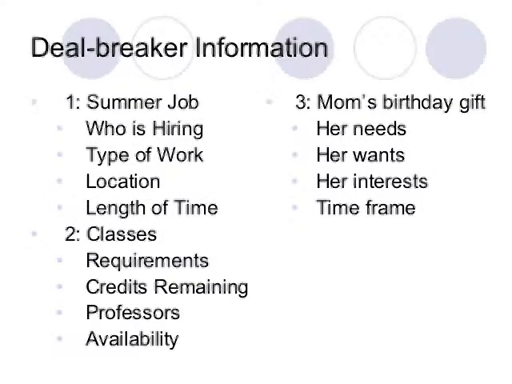After identifying her 3 upcoming decisions, Betty told me 4 pieces of information that would affect each of her upcoming decisions. For her summer job, she said it was important to know who will be hiring, what the work itself entails, the location of the job, and the length of time she would be working. For choosing her classes, she wanted to know what classes are required for her major, how many credits she still needs to graduate, the professors of her potential classes, and what classes have openings. For her mom's birthday present, she wants to know what her mom wants, what her mom needs, her interests, and the time frame surrounding her birthday.